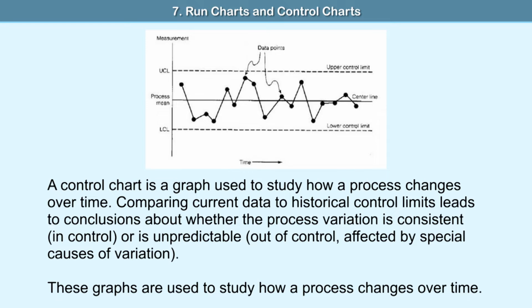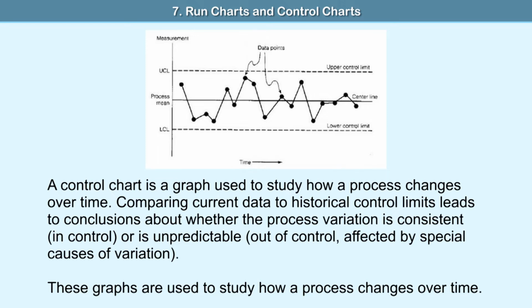A control chart is a graph that is used to study how a process changes over time. Comparing current data to historical control limits leads to conclusions about whether the process variation is consistent, that is in control, or is unpredictable, that is out of control and affected by special causes of variation.